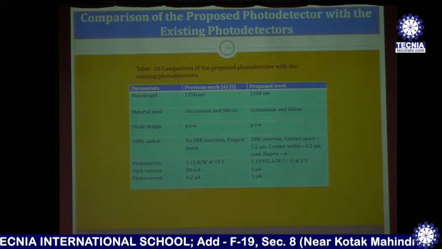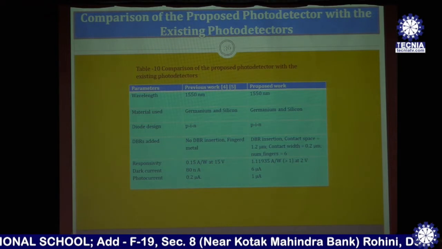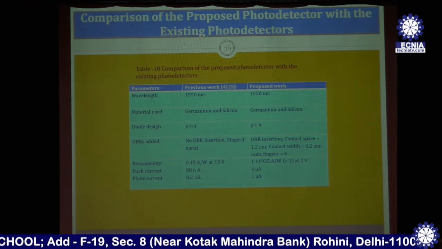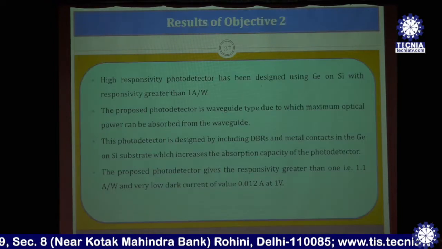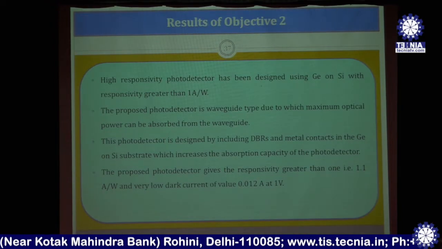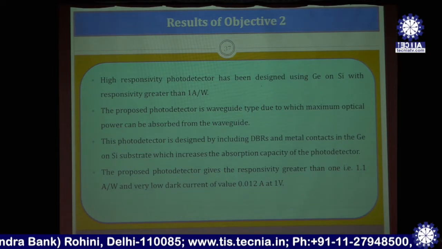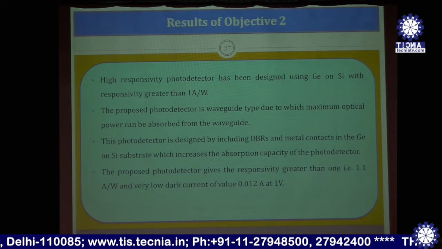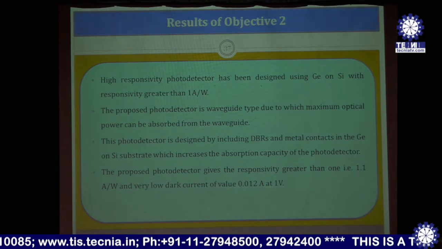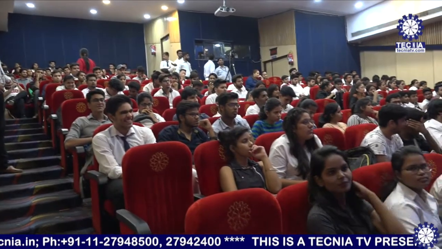So the parameters that I have designed are a maximum responsivity of 1.11 amperes per watt at 2 volts, and the dark current is very low, with a photocurrent of 1 microampere. The result is that using germanium on silicon, the researchers have already achieved at most 1 ampere per watt in papers, but I have calculated 1.1. That is my research. Thank you.